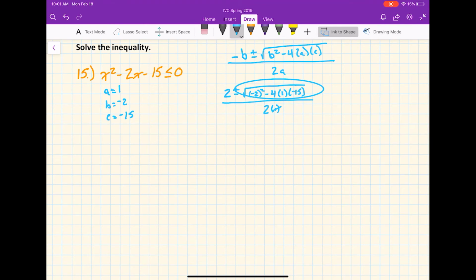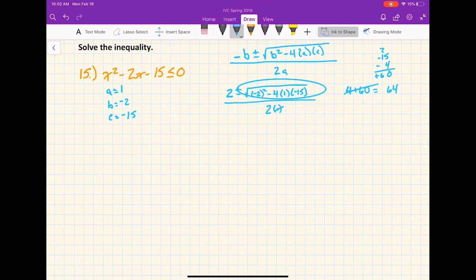All right, so let's look at just this part of it and try and reduce this part down. Negative 2 times negative 2 is 4. Minus 4 times 1 is 4. And then 4 times 15 is 60, right? Do it the long way here. Yep, 60. And since they were both negative, 4 and negative 15, it's going to be a positive. So we're going to add 60. So that turns into 64. And of course, that is under the radical. So it's a square root of 64.